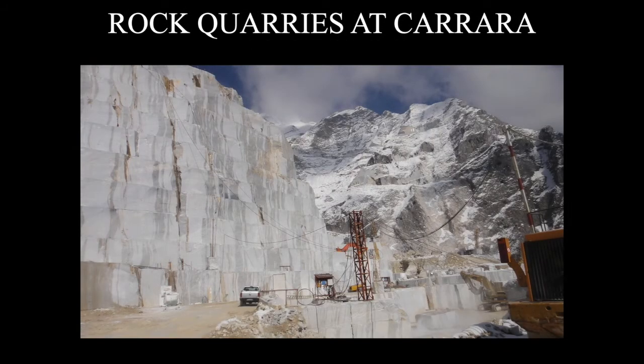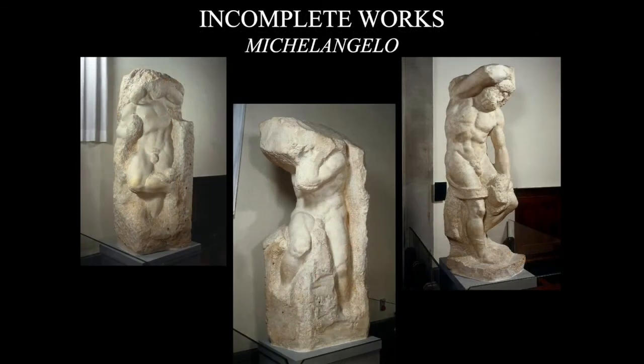Michelangelo was so involved in the process of his sculptures that he would go to the rock quarries at Carrara to hand pick out the blocks that he was going to carve. He said that these sculptures lived within these blocks, and all that was needed to set them free were his tools. We have several incomplete works by Michelangelo, so you can kind of see the progression of how they're worked on, and also what unfinished marble looks like.